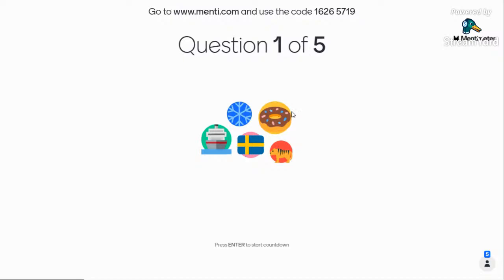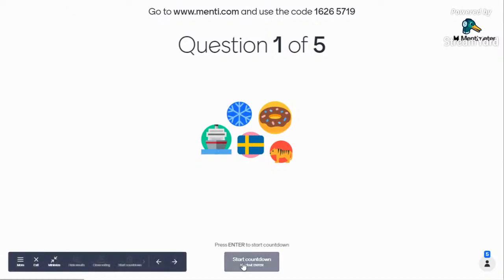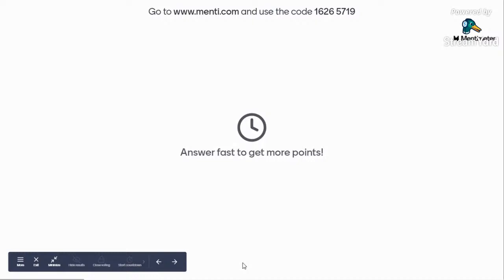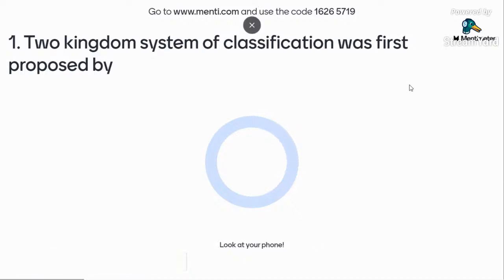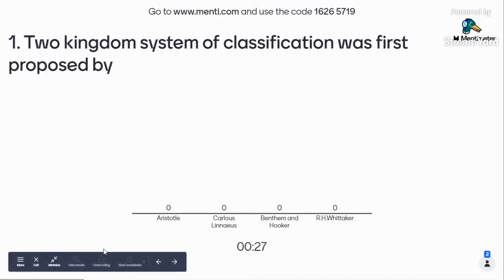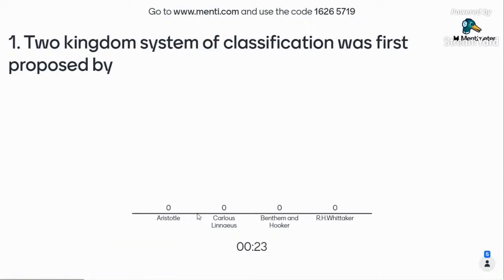Yes. So we are going to start today's Minty quiz. Answer fast to get more points. Two kingdom system of classification was first proposed by Aristotle, Carl Linnaeus, Bentham and Hooker, or R.H. Whittaker?